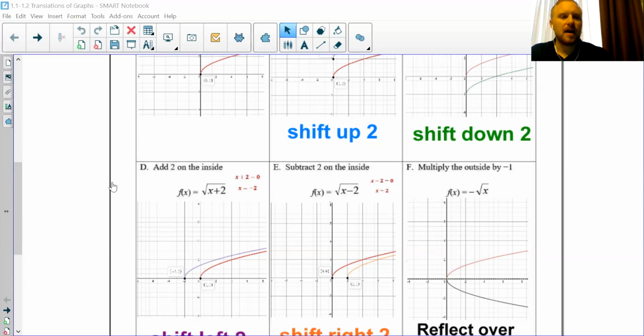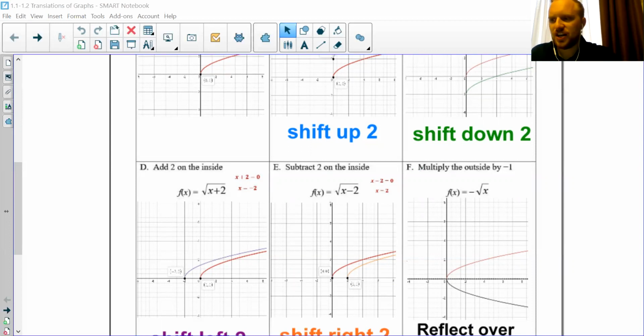Okay, the next thing, which you'll find in your notes, is when you multiply by negative 1 on the outside. So let's say if you have a negative and you have a square root, you'll notice that it's going to flip over the x-axis. This is called a reflection. Kind of like when you look at yourself in the mirror, that image is reflecting back over to you, okay? But this is being reflected over, let's say, the mirror being the x-axis, okay? So this is a reflection over the x-axis whenever we have the negative on the outside.